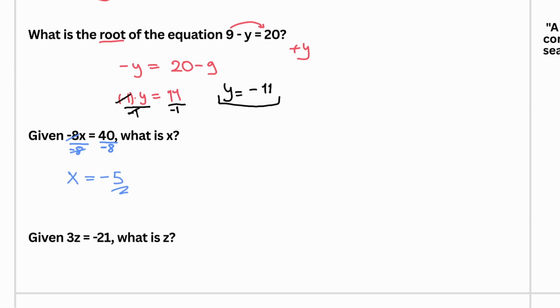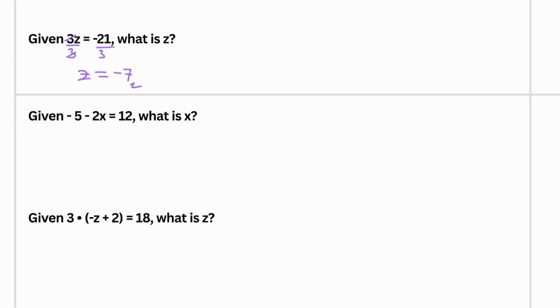Again, the same thing. We want to leave the unknown alone, which in this case is z. We're going to divide both sides by 3. Let's do that. This will simplify, and it's going to leave us with z here on the left, which will equal -21 divided by 3 is -7. And that's our answer. Okay, now we're getting into a little bit more complicated.